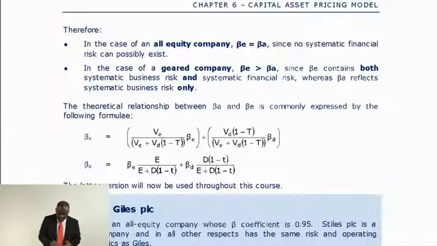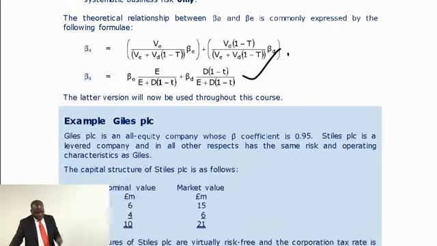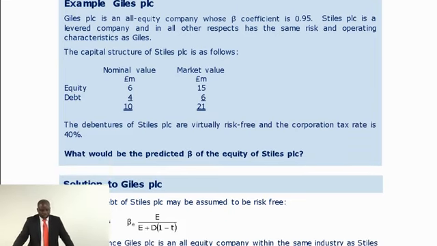So now let's quickly go to the lecture note. That's the formula I've given to you here. We take this example to illustrate. Gauss PLC is an all-equity company whose beta coefficient is 0.95. Stars PLC is a levered company and in all other respects has the same risk and operating characteristics as Gauss. The capital structure of Stars PLC is as follows: nominal value, market value. The debentures of Stars PLC are virtually risk-free and the corporation tax rate is 40%. What will be the predicted beta of the equity of Stars PLC?